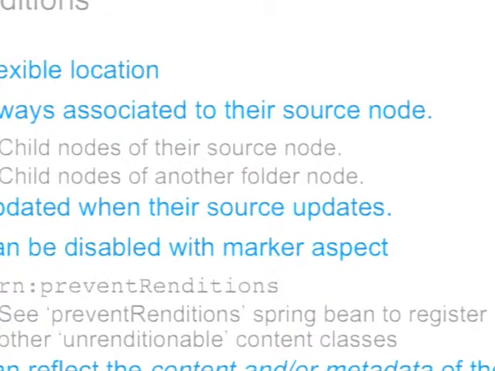Renditions can have a flexible location, so they can be stored as direct children of the source node, which should be quite common. That's what we do with thumbnails. Or they can be put off in some other folder. But irrespective of where you choose to put the rendition node, Alfresco will maintain an association to its source node. So without you having to do anything, Alfresco will ensure that changes to the source node mean that all the renditions for that node will be updated.